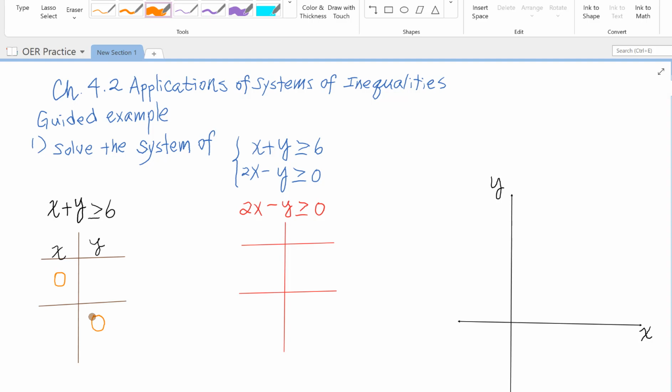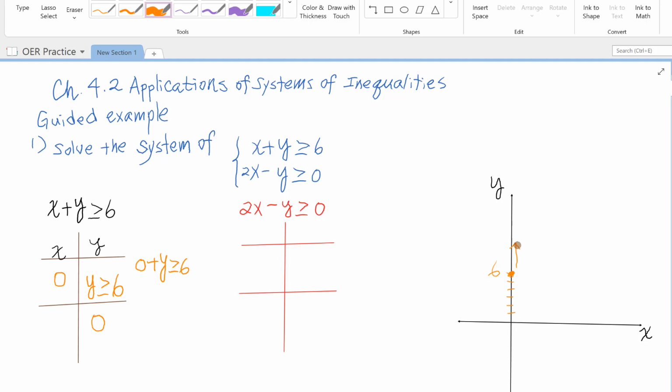For the first inequality, we're going to replace the x by 0. So 0 plus y is greater than or equal to 6. Basically, y is greater than or equal to 6. So I'm going to make the dot right away on the graph. Count 1, 2, 3, 4, 5, 6. It's about there. Since it's bigger than, I make a small arrow to the top, meaning it's bigger.